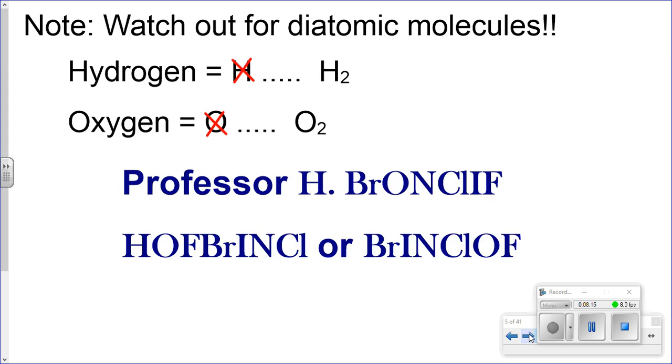Now, let's move on to a different topic called predicting products. Again, be careful with diatomic molecules. Hydrogen, bromine, oxygen, nitrogen, chlorine, iodine, and fluorine can never be written alone. They must be written with a 2. Okay, you must have a 2. These are 2 more ways to represent Hofbrinkel or Brinkelhoff. It doesn't matter. That's actually Brinkelhoff. Sorry about that.